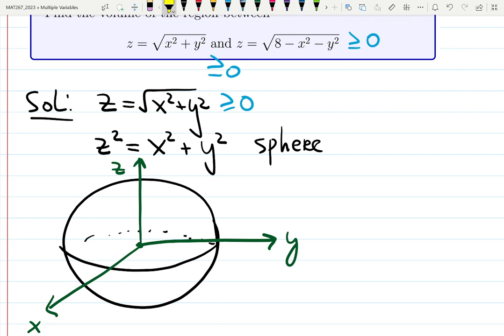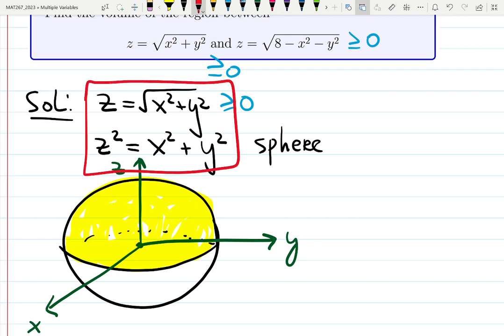Upper part. Upper part of the sphere, which we also called hemisphere. Positive hemisphere. Hemi means half. So what is the other thing then? So we have this function here. We figured out it was a hemisphere.